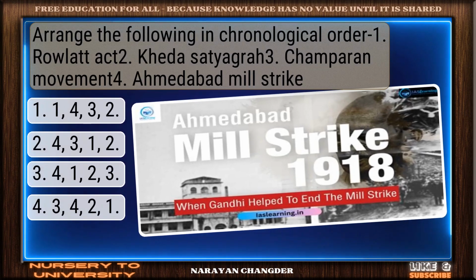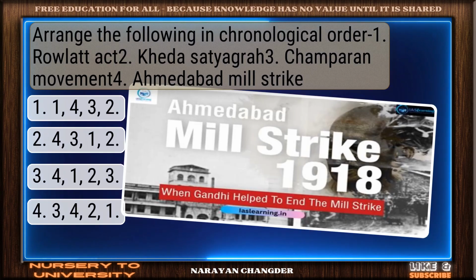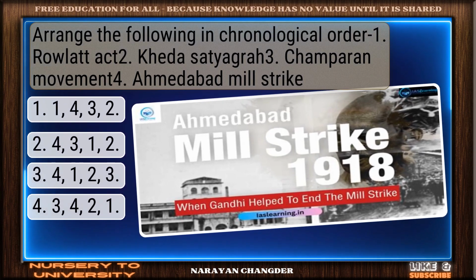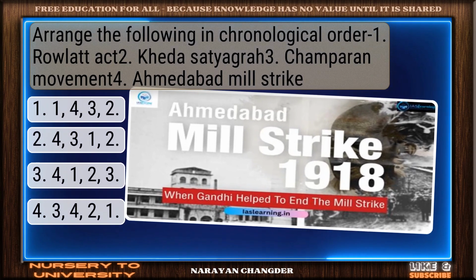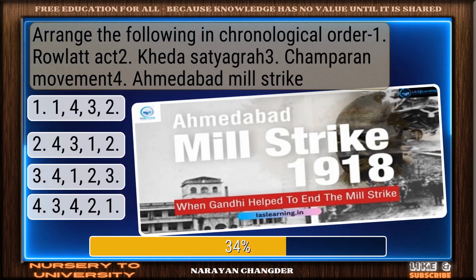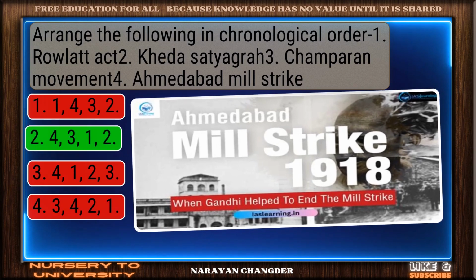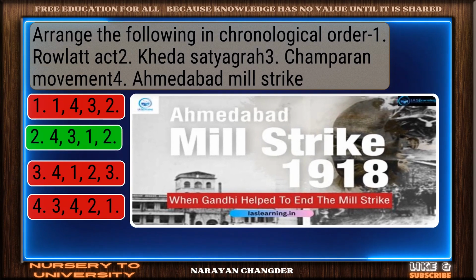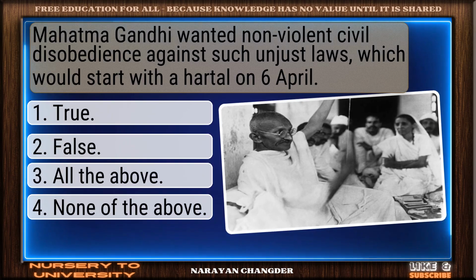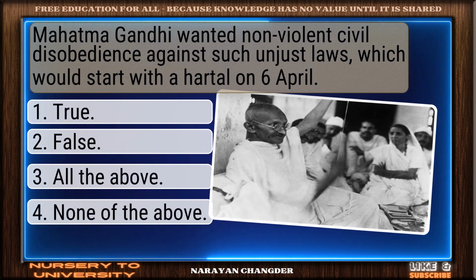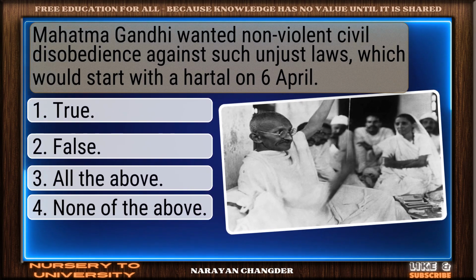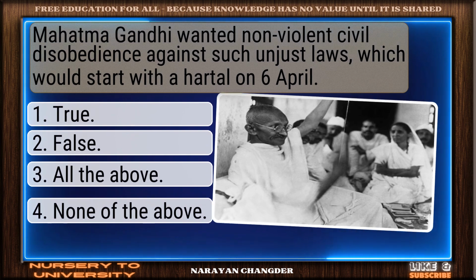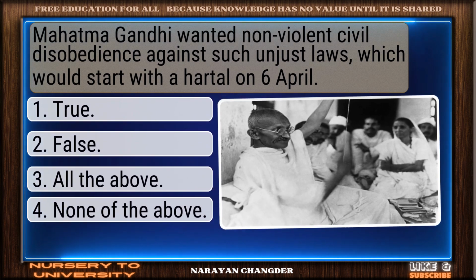Arrange the following in chronological order. 1. Rowlatt Act 2. Kheda Satyagraha 3. Champaran Movement 4. Ahmedabad Mills Strike. Strong choice. 4312 is right. Mahatma Gandhi wanted non-violent civil disobedience against such unjust laws, which would start with a hartal on the 6th April.